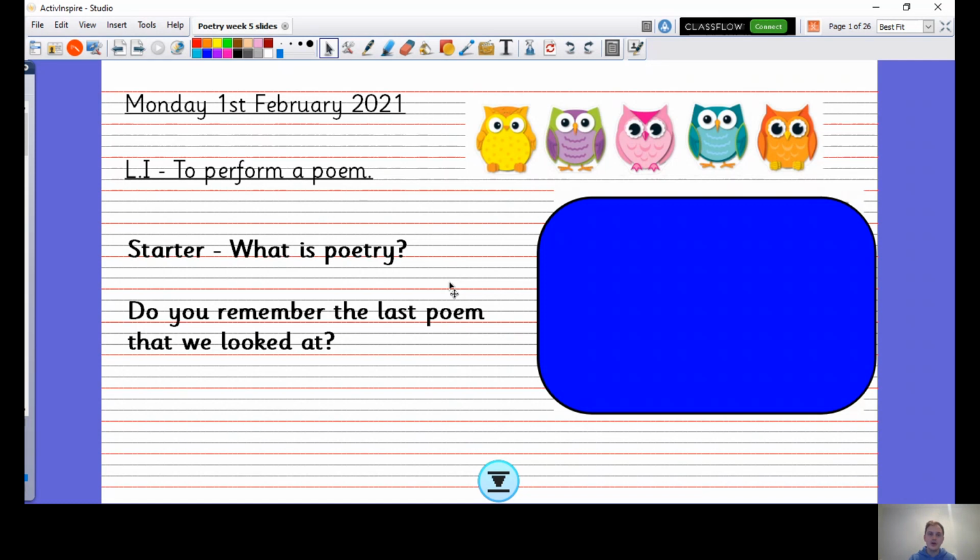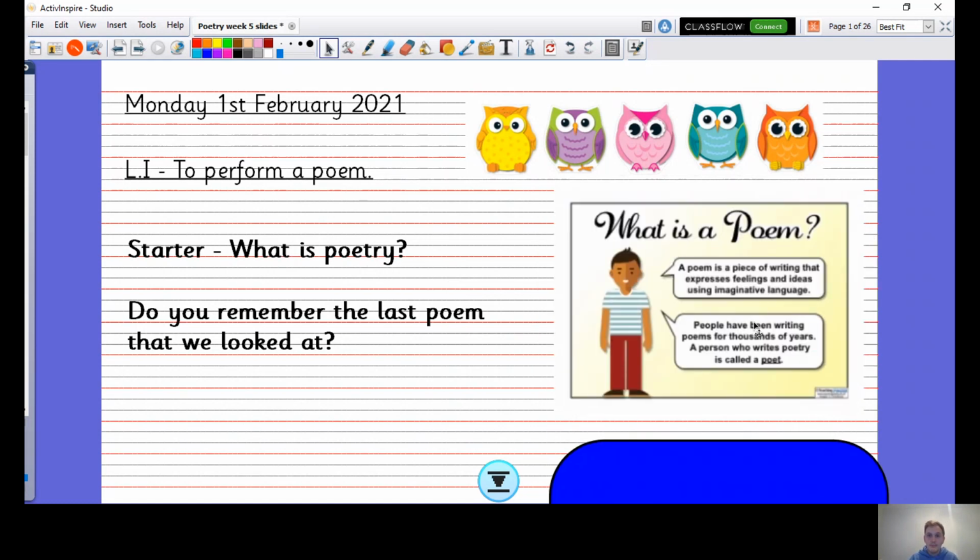Okay, excellent. So let's go through this question first. So what is poetry? A poem or poetry is a piece of writing that expresses feelings and ideas using imaginative language. People have been writing them for thousands of years. A person who writes poetry is called a poet. So we are all going to become poets throughout this unit.